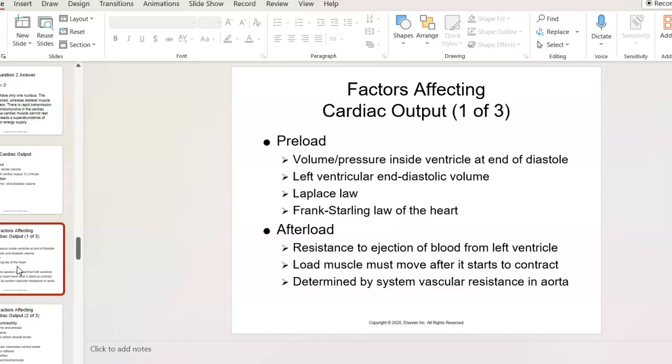The law of Laplace describes the stress on that ventricular wall, and then the Frank Starling law is, and I'm going to read it to you: the stroke volume of the left ventricle increases as the left ventricular volume increases due to the myocyte stretch, causing a more forceful systolic contraction. This is not necessarily a good thing. This can happen with a flabby, stretched out heart that's not healthy as someone gets older.